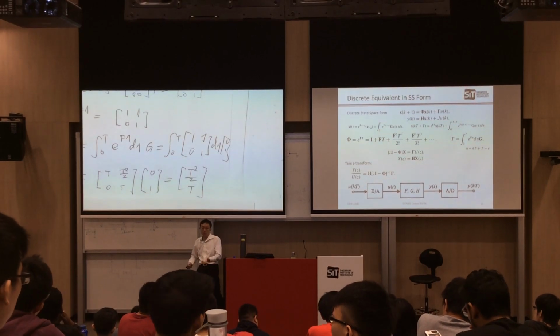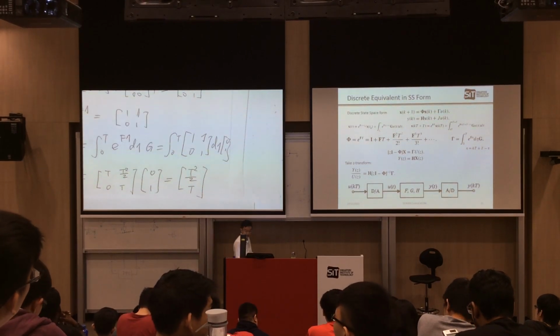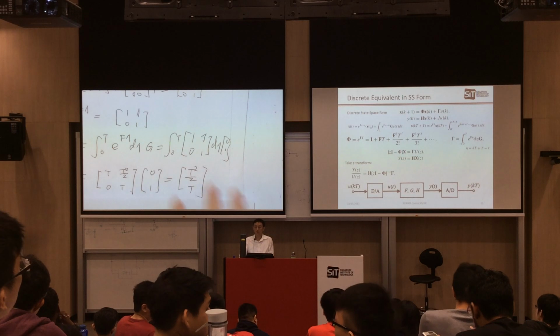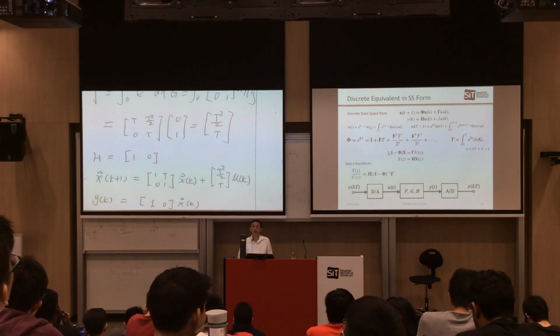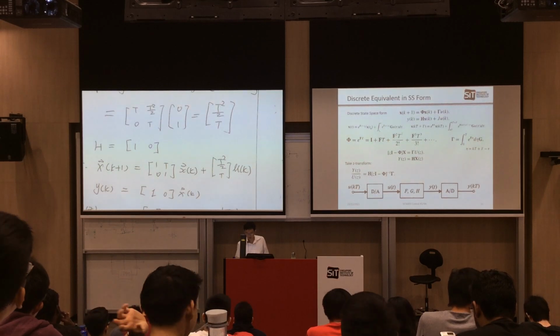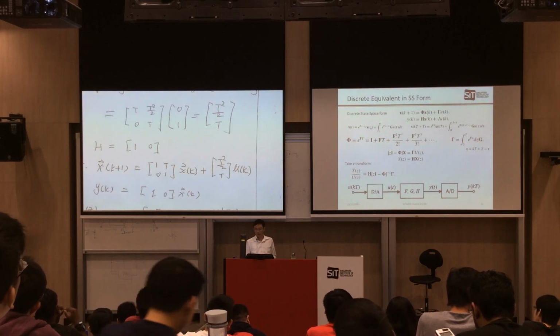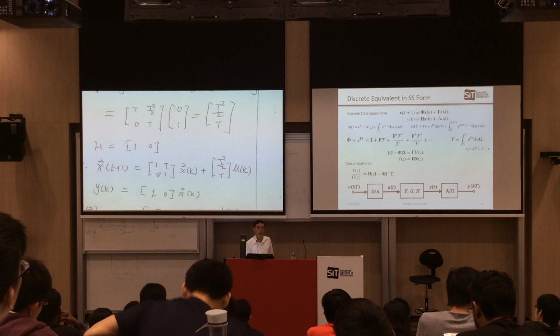Then what is the third coefficient? The x still the same as your x. So your f remains the same. So this is the way you can get your discrete state-space function.